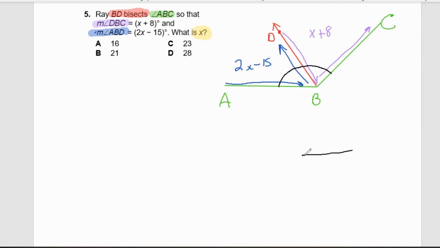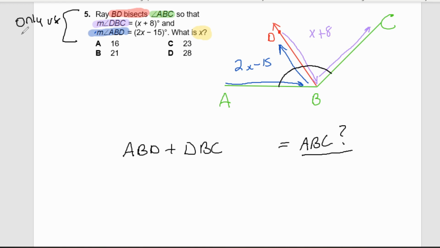So I'm just going to put this line here for the value of ABC. I don't know what it is. 2x minus 15 is in blue. I know that ABD plus DBC is going to give me ABC, but I've run into a problem here for the way we've typically been doing these, and that is I don't know what the value of ABC is, right? It's never given to me, so I cannot assume anything else here. You can only use what you're given.